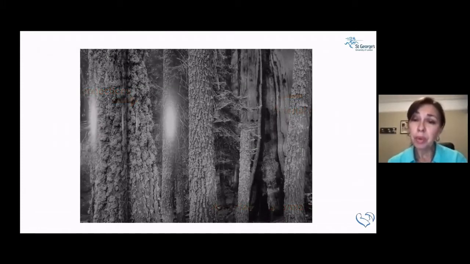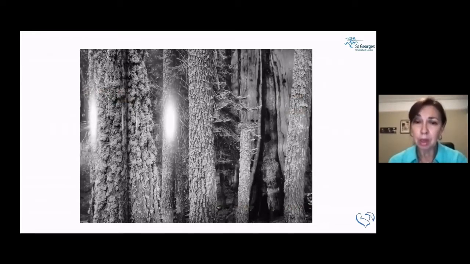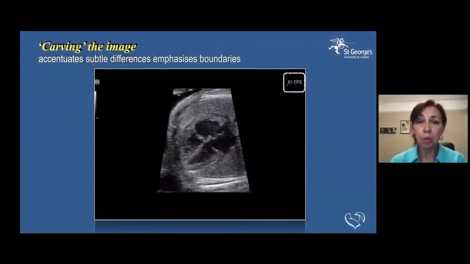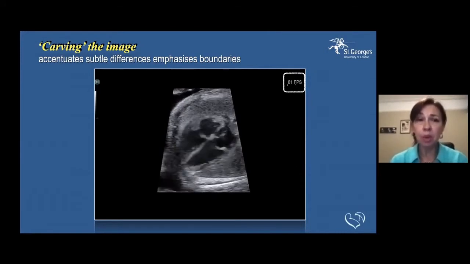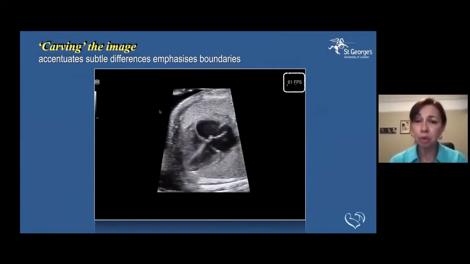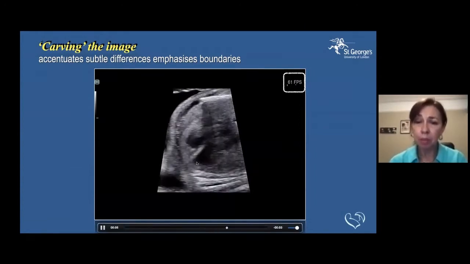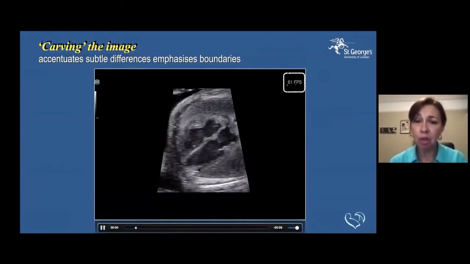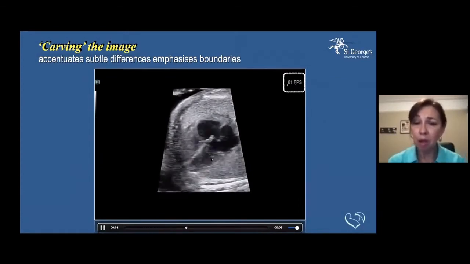Now, first of all, it's very important that the image quality is good. 2D or cross-sectional image forms the basis of looking at the anatomy, and we can improve it by changing contrast and by using a lot of the post-processing that modern equipment has to offer. So with the system Arietta 850, the post-processing carving the image is to accentuate differences and emphasize the boundaries. This clip here has been prepared to show a change in the quality of cleaning or carving the image.